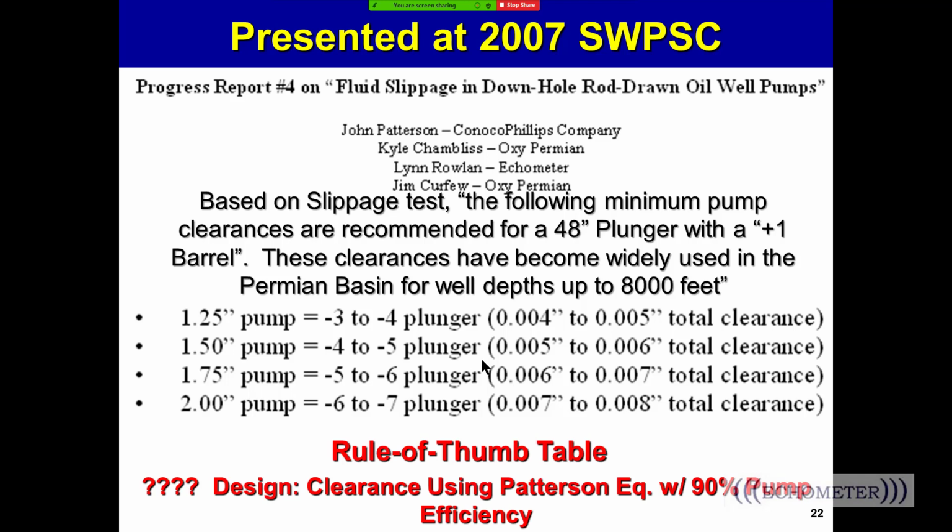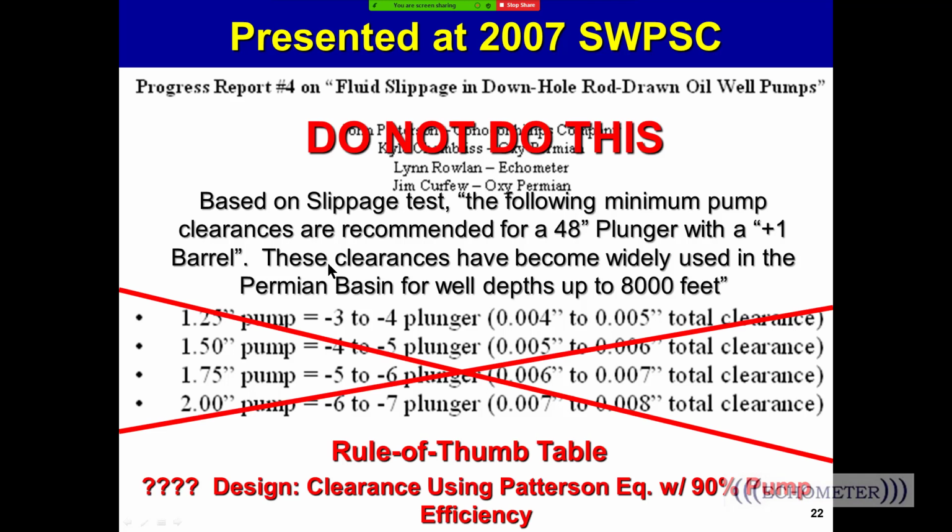And my opposition was that when you don't design the clearance and you have too much open clearance, you're going to have a lot more slippage than you expect. And so that's the paper that this group published. And then in 2012, I published a separate paper that said, don't do this, use the slippage equation. So you're welcome to read both of them if you'd like.